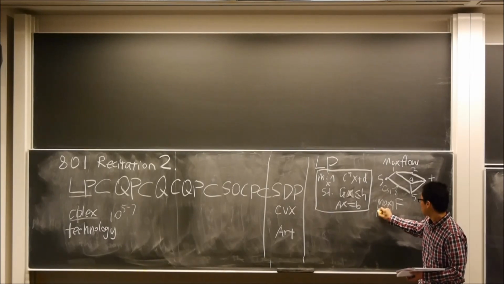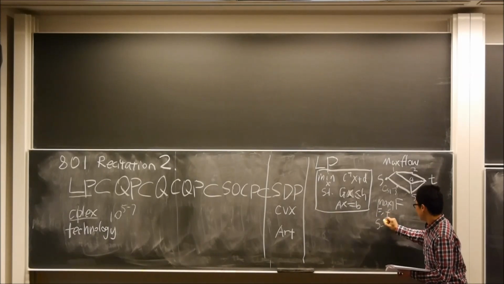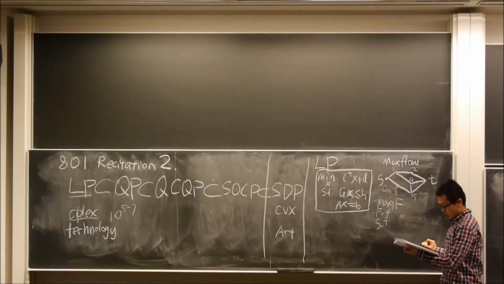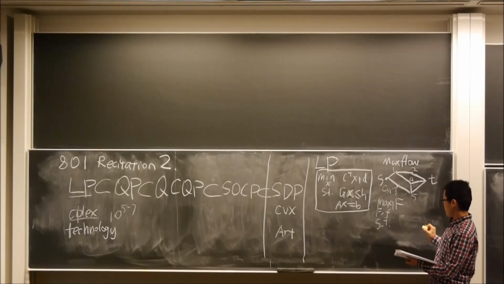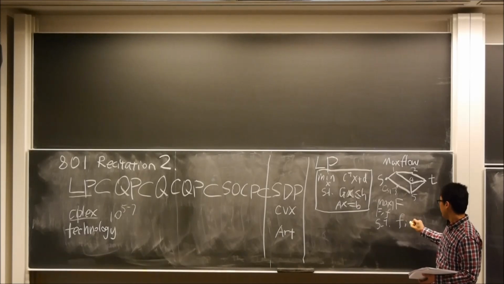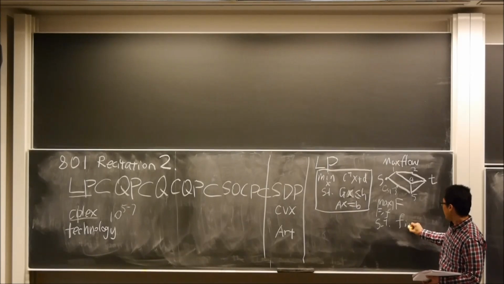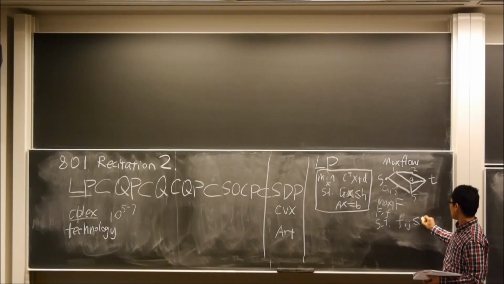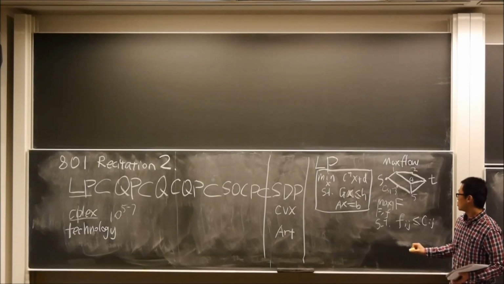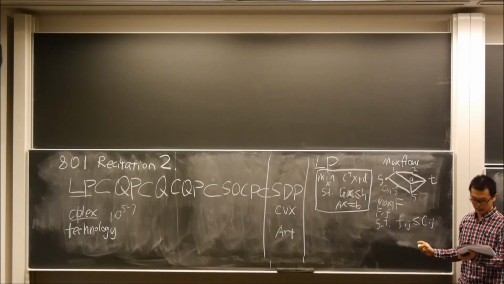So, subject to several different things. First of all, the Fij should be smaller than Cij, so that the capacity constraint is satisfied.